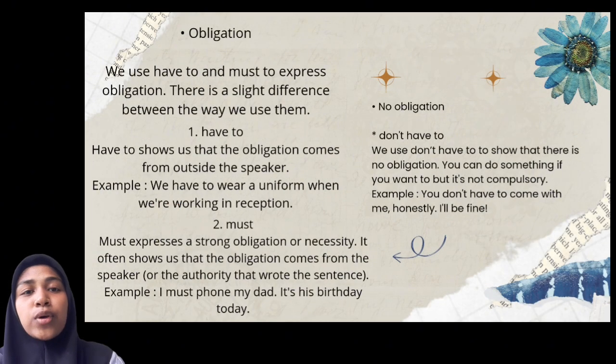And obligation. We use have to and must to explain obligation, but there's a slight difference between the way you use them. And one, have to tells us that the obligation comes from outside the speaker. Example, we have to wear a uniform when we are working in reception. And two, must expresses a strong obligation and necessity that often shows us that the obligation comes from the speaker or the authority in the sentence. For example, I must warn my dad it's his birthday today.